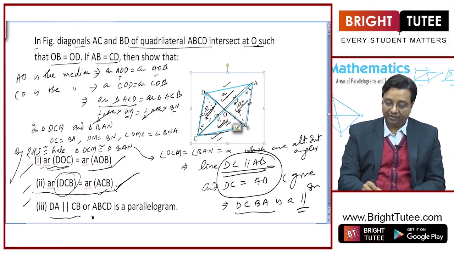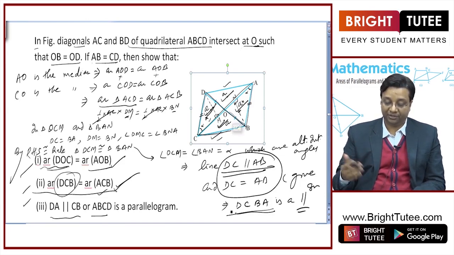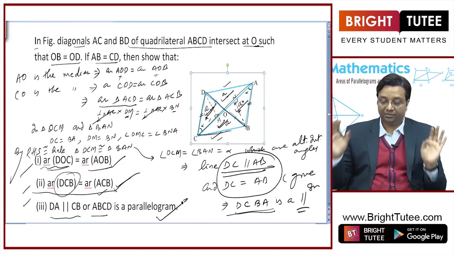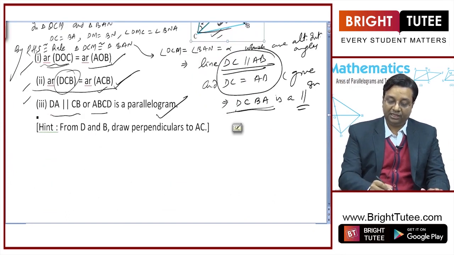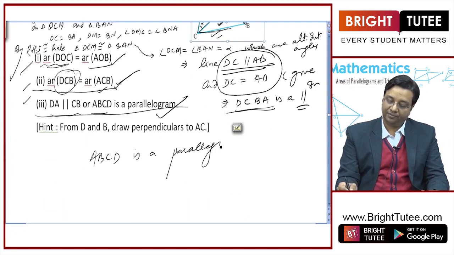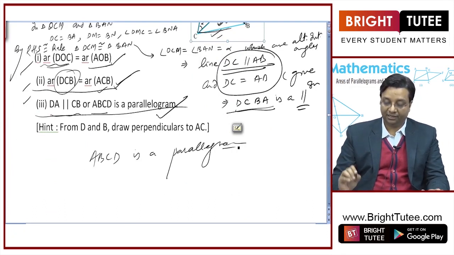Look at this. ABCD is a parallelogram. DCBA and ABCD are one and the same thing. So this we have proved already. This is about this question. So what I have done in this question is I have proved this third part, that ABCD is a parallelogram, right? This I have proved.